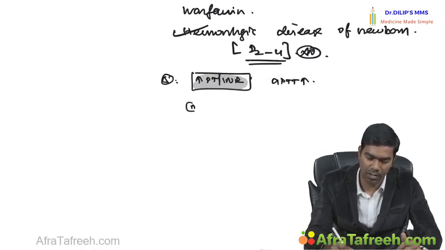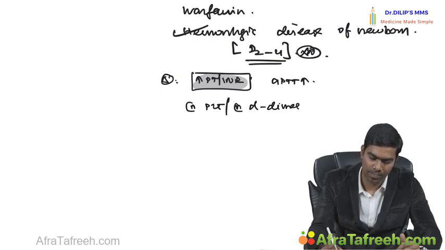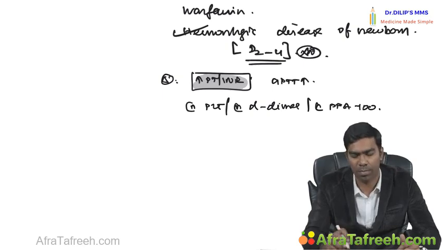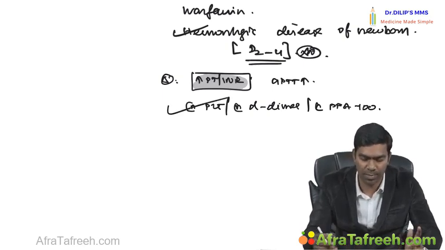At the same time, you'll have a normal platelet count, normal D-dimer, normal PFA-100, and all these things. So there won't be any problem at all. This is what makes you suspect a vitamin K deficiency.